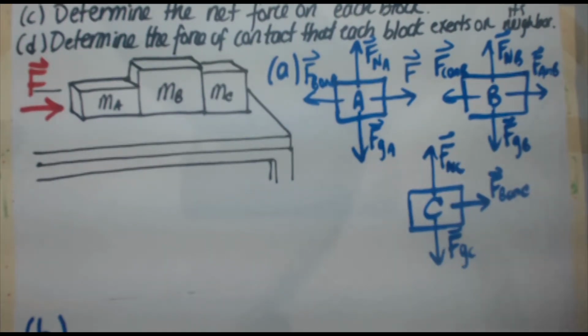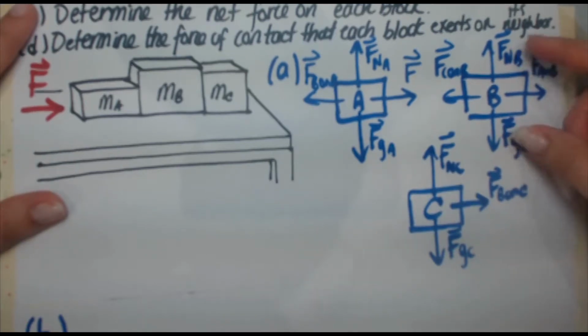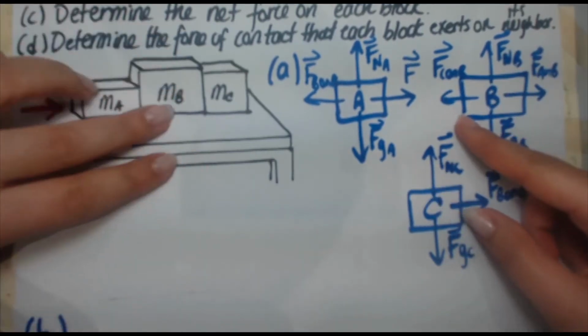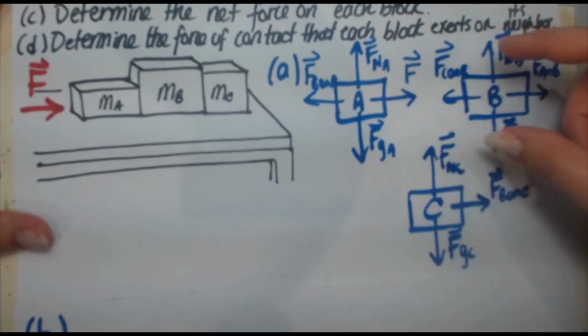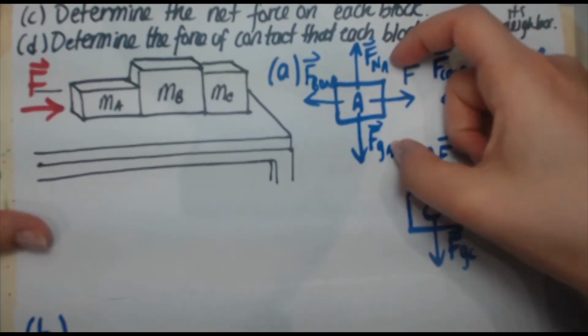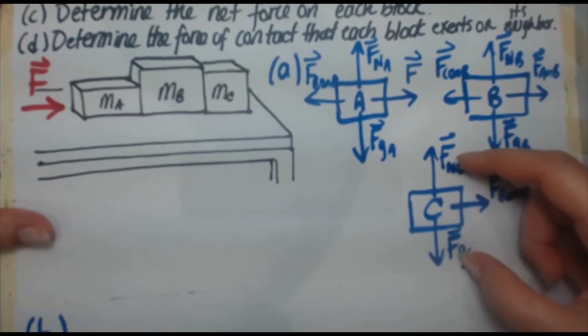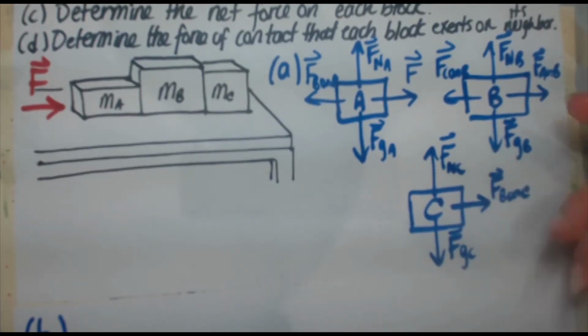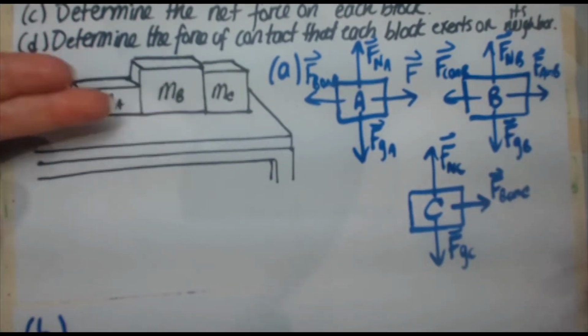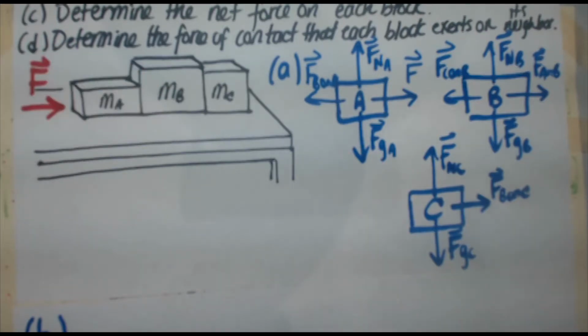Now, let's just get this out of the way. In the vertical direction, the boxes are not accelerating up or down. Okay, so all these forces, normal force on A, weight of A, these two balance out, these two balance out, these two also balance out, right? Because the boxes aren't going up and down. They're just getting pushed towards the right. So in the y direction, we can ignore it. We can say F net y is 0.